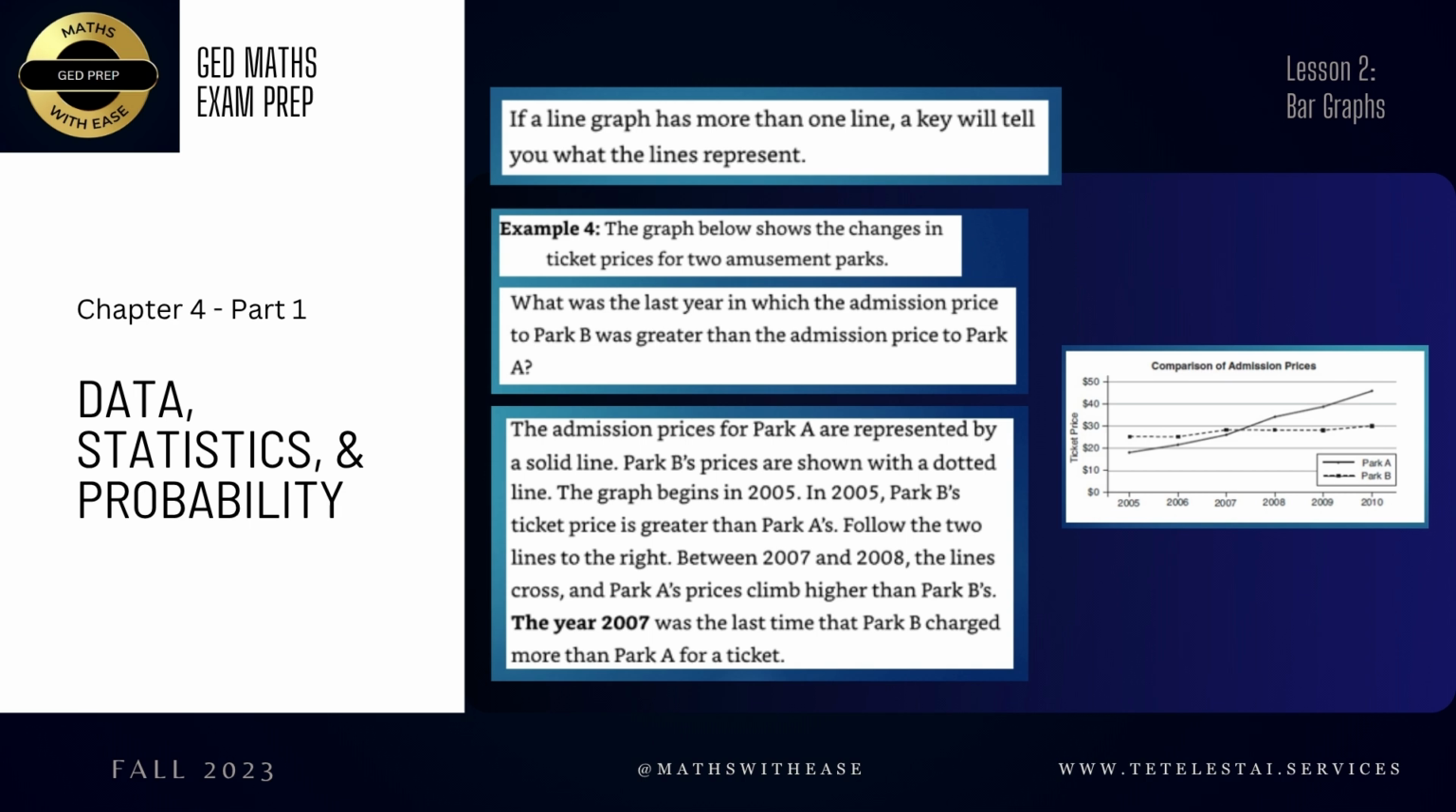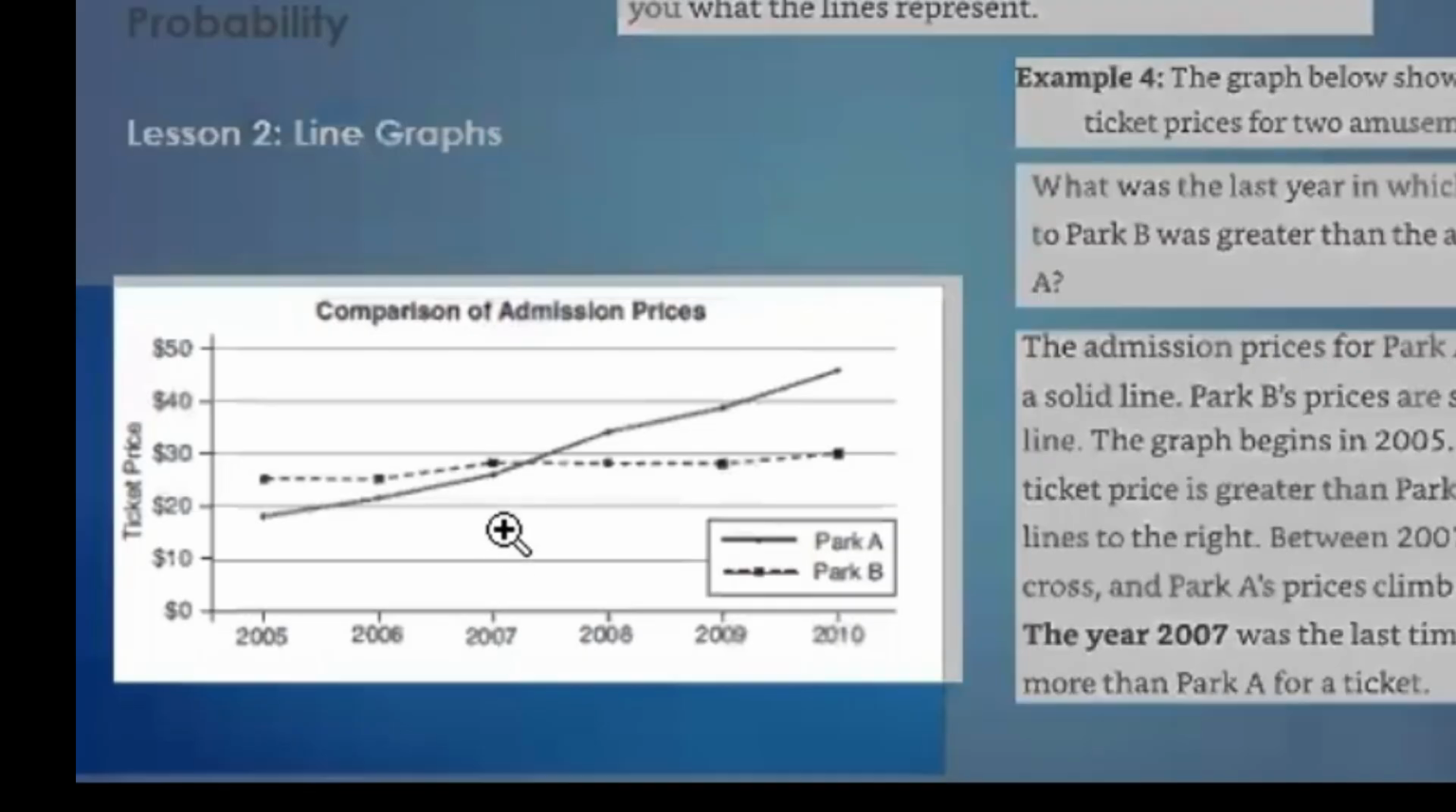So for example, from this point onwards, we can see that Park A is on top of Park B. And that just simply means that its corresponding values on the y-axis will be greater than those of Park B, and we can check that. Okay, let's go to 2008. We see that Park B is, let me zoom in.